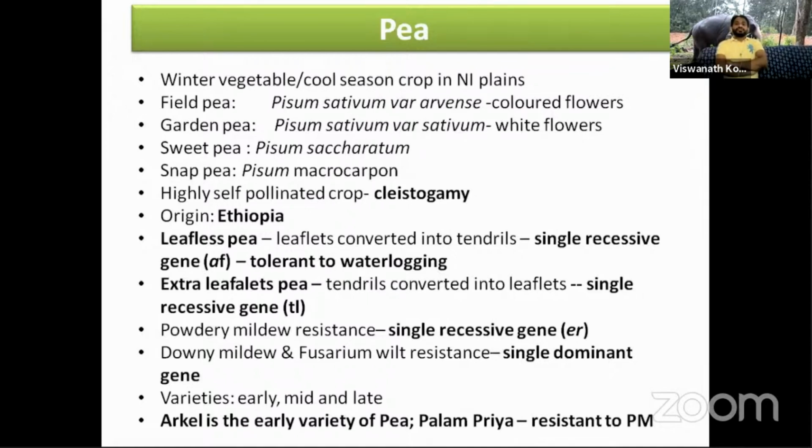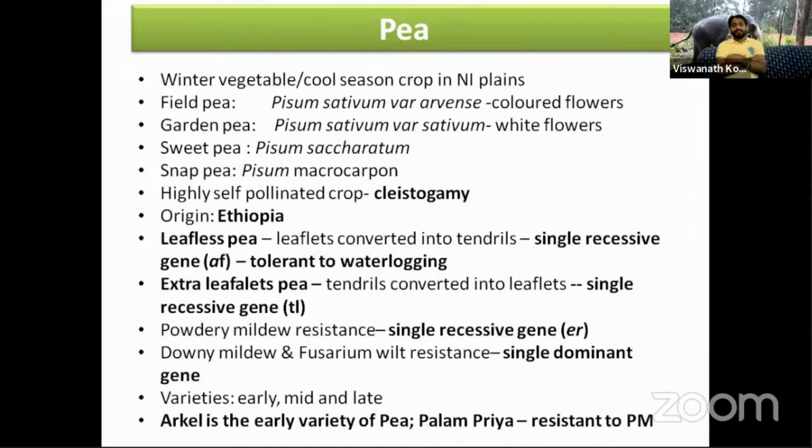Powdery mildew resistance in pea is a single recessive gene. This is the most common question. Previously it used to appear every time. Powdery mildew resistance in pea is governed by a single recessive gene, whereas downy mildew and fusarium wilt resistance are governed by a single dominant gene. So you can prepare notes like: powdery mildew, single recessive gene in how many crops, what are the crops, and single dominant gene in how many crops.